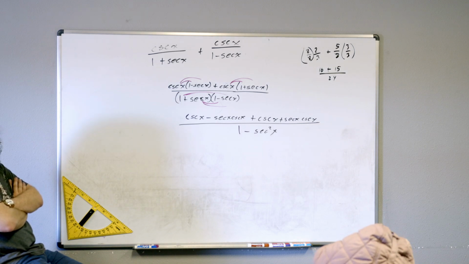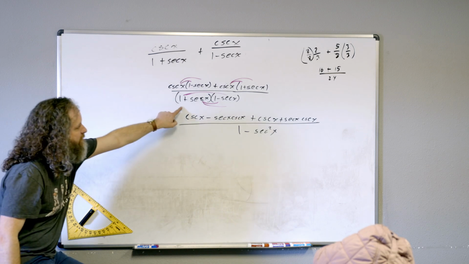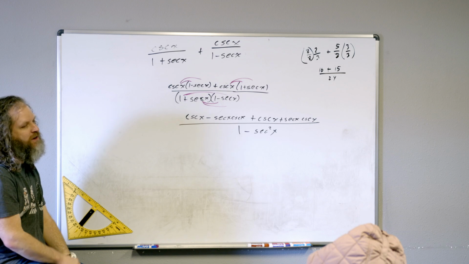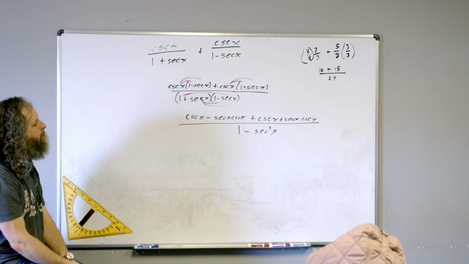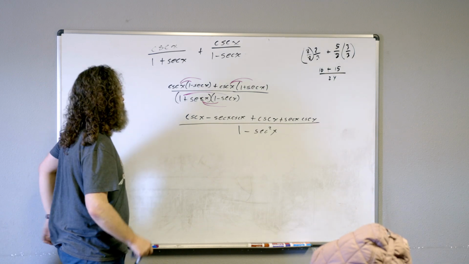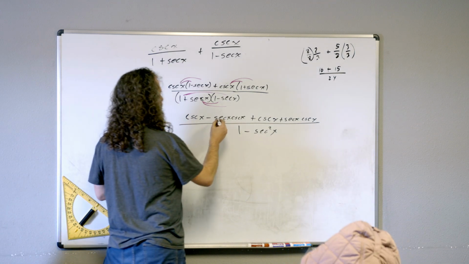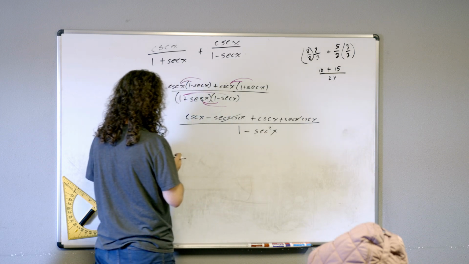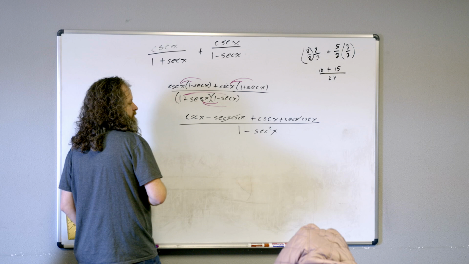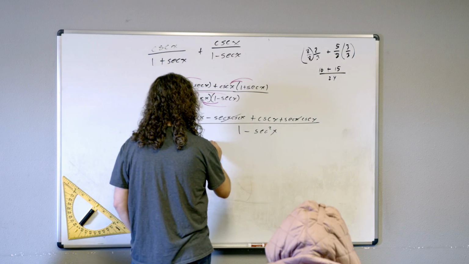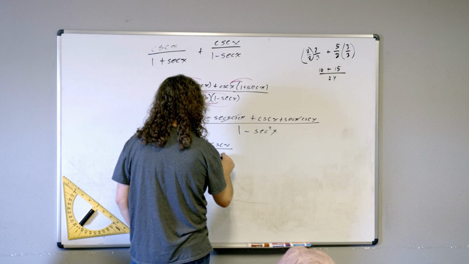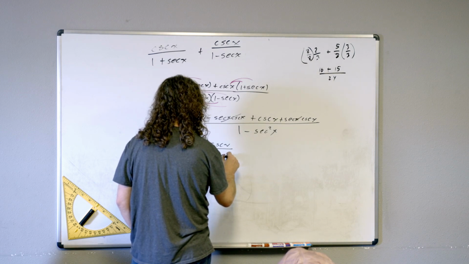Why not? Because these are conjugates, right? If you're multiplying conjugates, the O and the I are always going to cancel. There's also some stuff that cancels on the top. This is not something that always happens, but in this particular problem, this is going to go away. What's cosecant plus cosecant? Yeah, 2 cosecant. That's right. 2 cosecant of x over 1 minus the secant squared x.